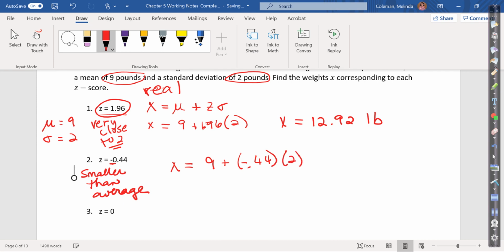Again, you put it in your calculator. If you do it correctly using parentheses, then you would end up with 8.12 pounds, which is smaller, obviously, than the average of 9 pounds.